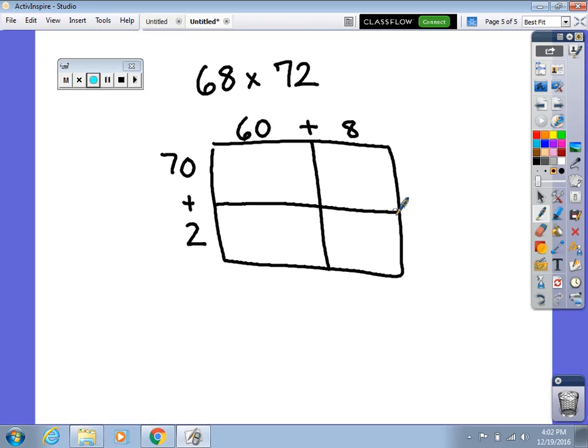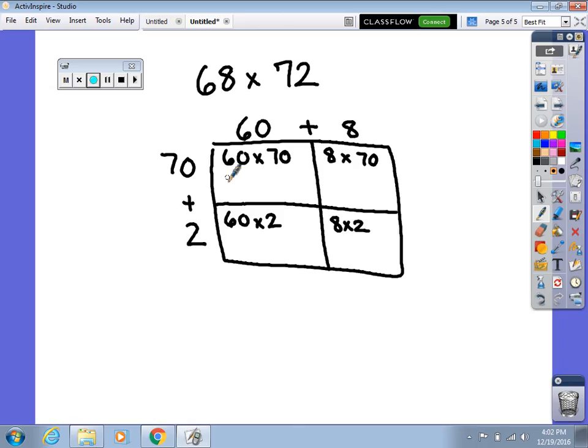So I bring the 60 down in the first column into both boxes. Then I bring the 8 down into both boxes. Now I'm going to bring the 70 across the top row and 70 across here. And in the bottom row I have 2. So 2 is going to come across into each box along the bottom. Okay. So now I can do my multiplication.